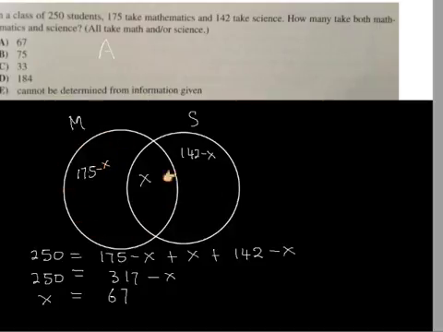So the mathematics is a total of 175 minus the number of students that take both. And science is 142 minus the number of students that take both. But we know that there are 250 students. So 250 is equal to 175 minus x plus the number of students that take both plus the 142 minus x. And a simple algebra will tell you that the number of students that take both is 67.